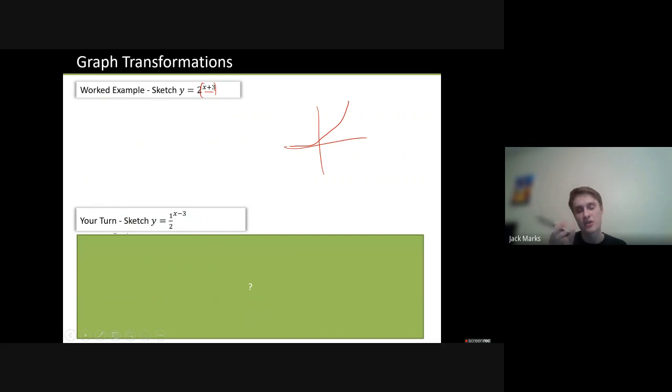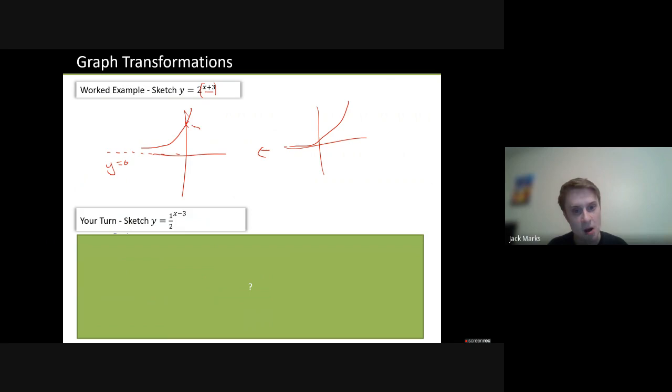It's inside the function and you're adding, so it's a translation, and it has the opposite effect that you might expect in the x direction. So this will actually go to the left. Now, you can't really draw that much that's very interesting. I mean, I would still draw the asymptote. I would still say y equals 0 asymptote.